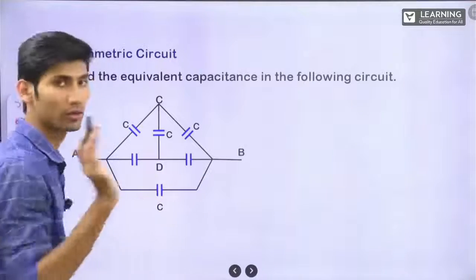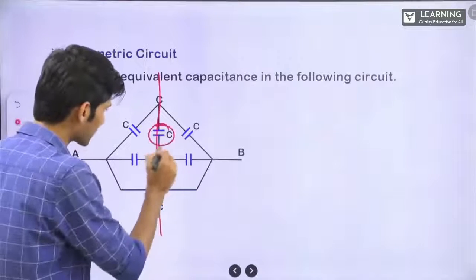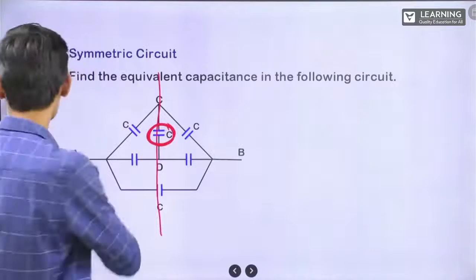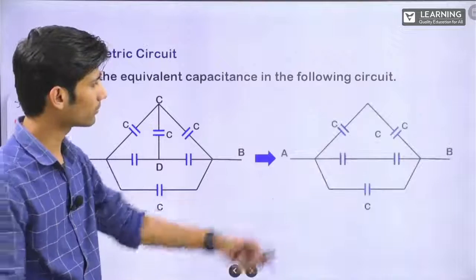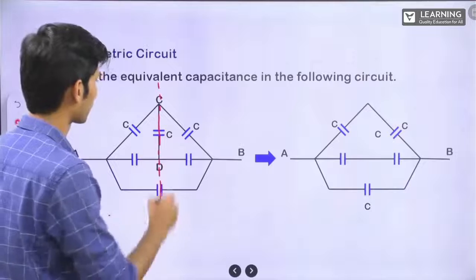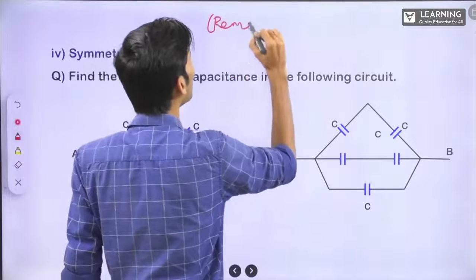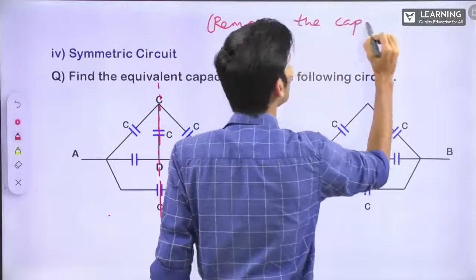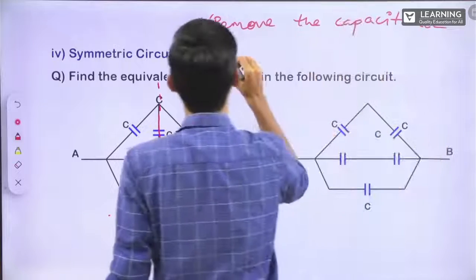To solve it, I am telling you a trick. In this line of symmetry, this capacitance is coming. Remove this. All right. On removing this, the circuit will become like that. Remove the capacitance along the line of symmetry.